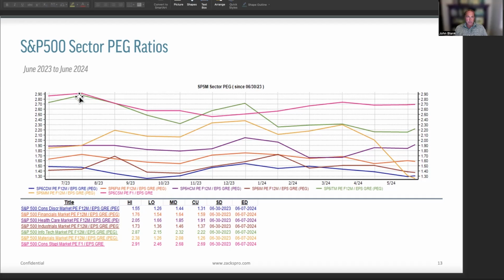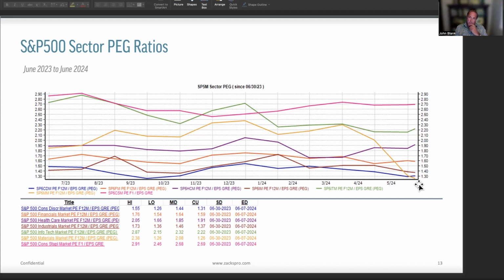Consumer staples, really an overbought sector relative to its growth potential. Kind of keep that in mind. And actually down here, what's interesting is the consumer discretionary stocks in our area are actually in pretty good shape. Keep that in mind. I mean, industrials and consumer discretionary are actually, PEG ratio wise, and financials are all the ones to be in. And then materials, of course, the lowest.